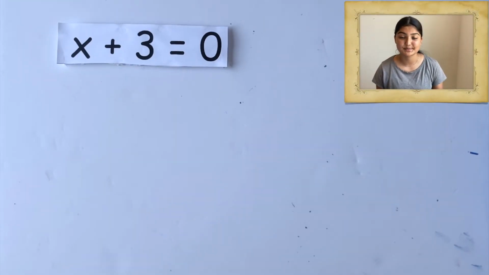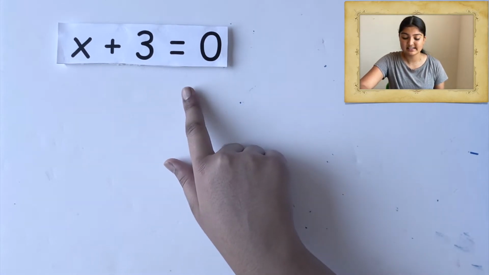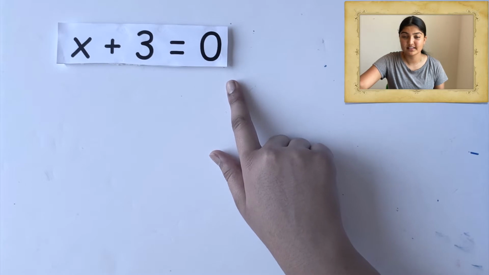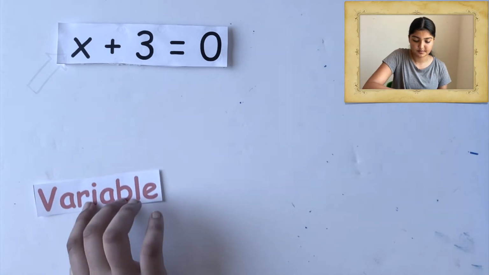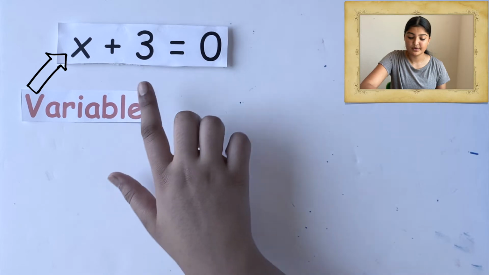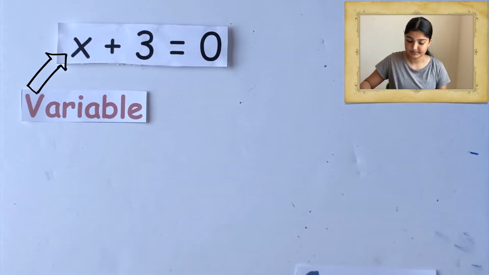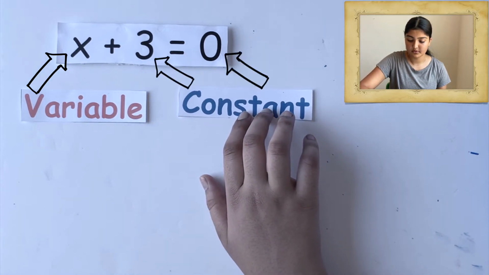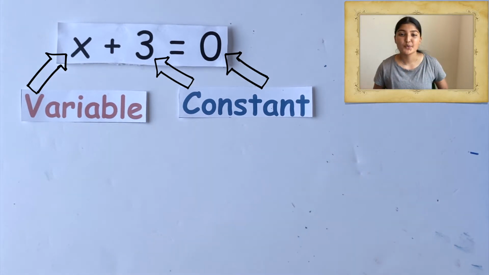Let's take a look. Here is an equation. x plus 3 is equal to 0. In this equation, x is a variable, while 3 and 0 are called constants. Well, what is missing from this equation?